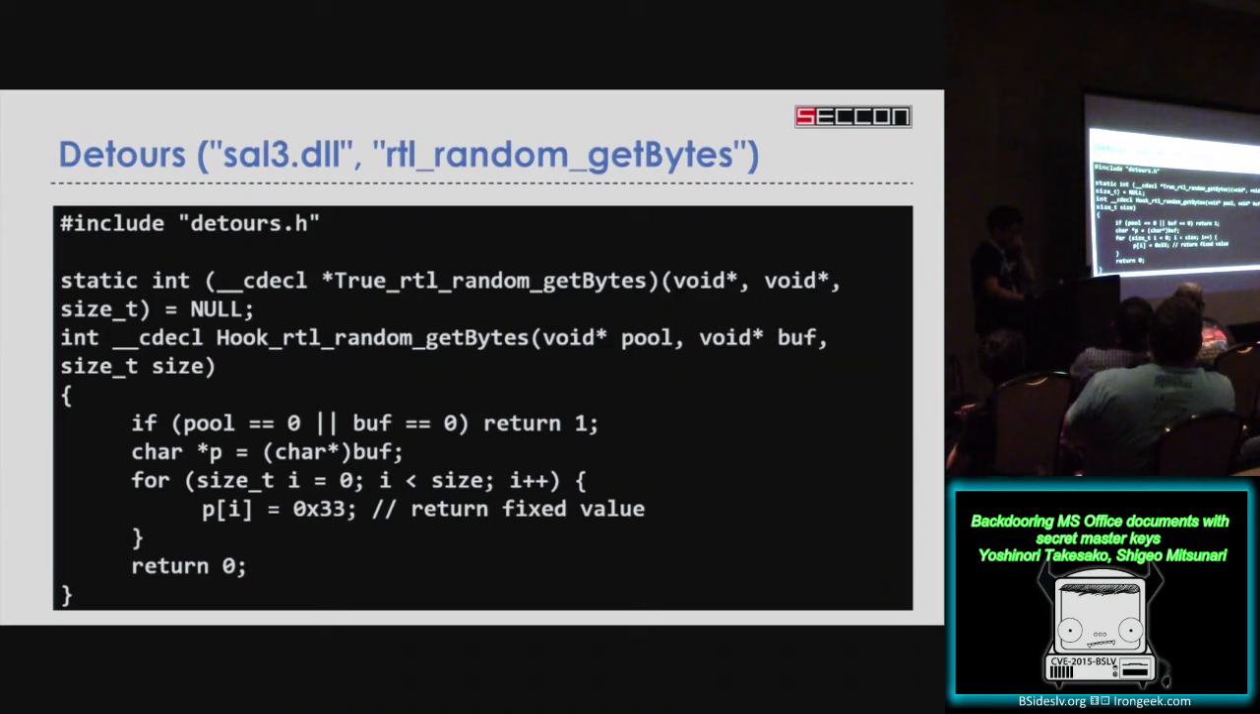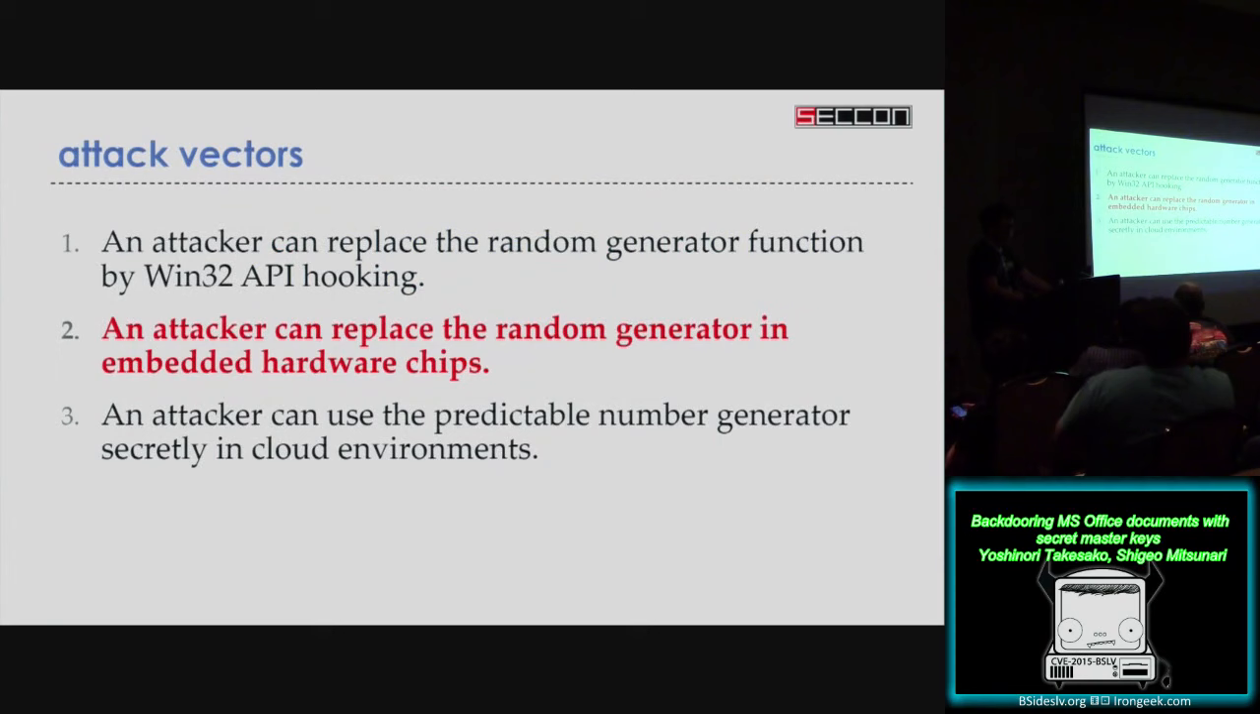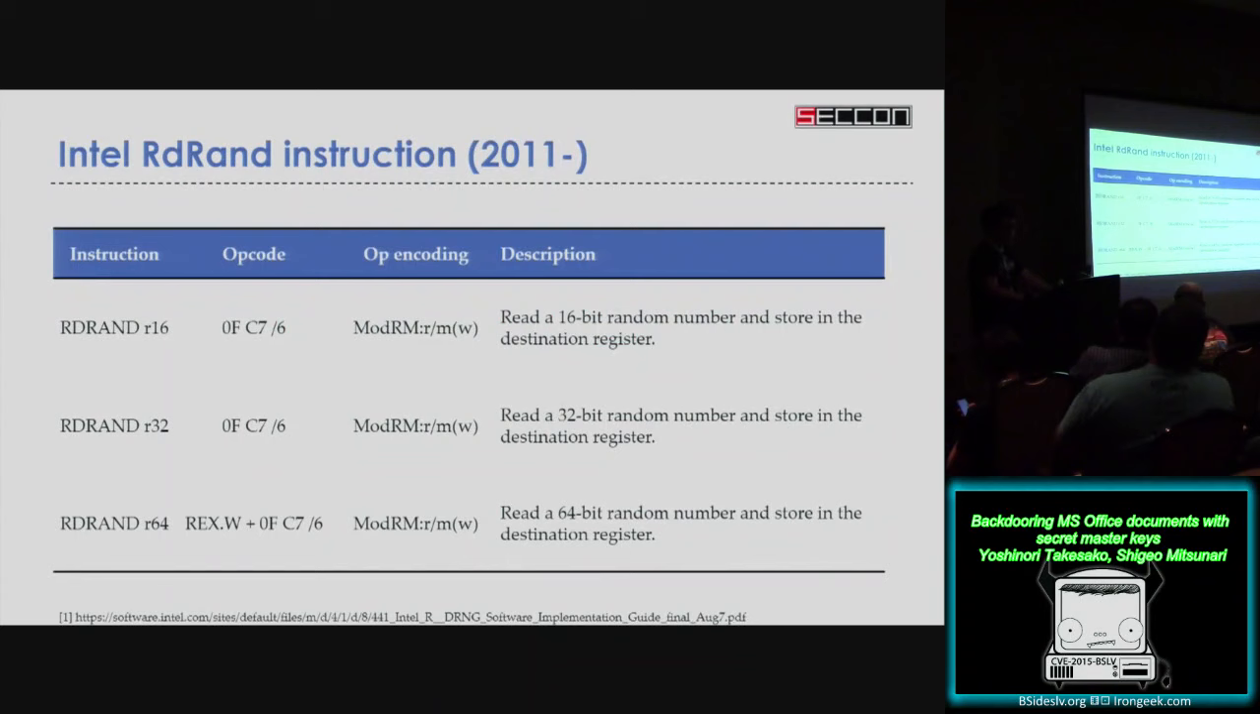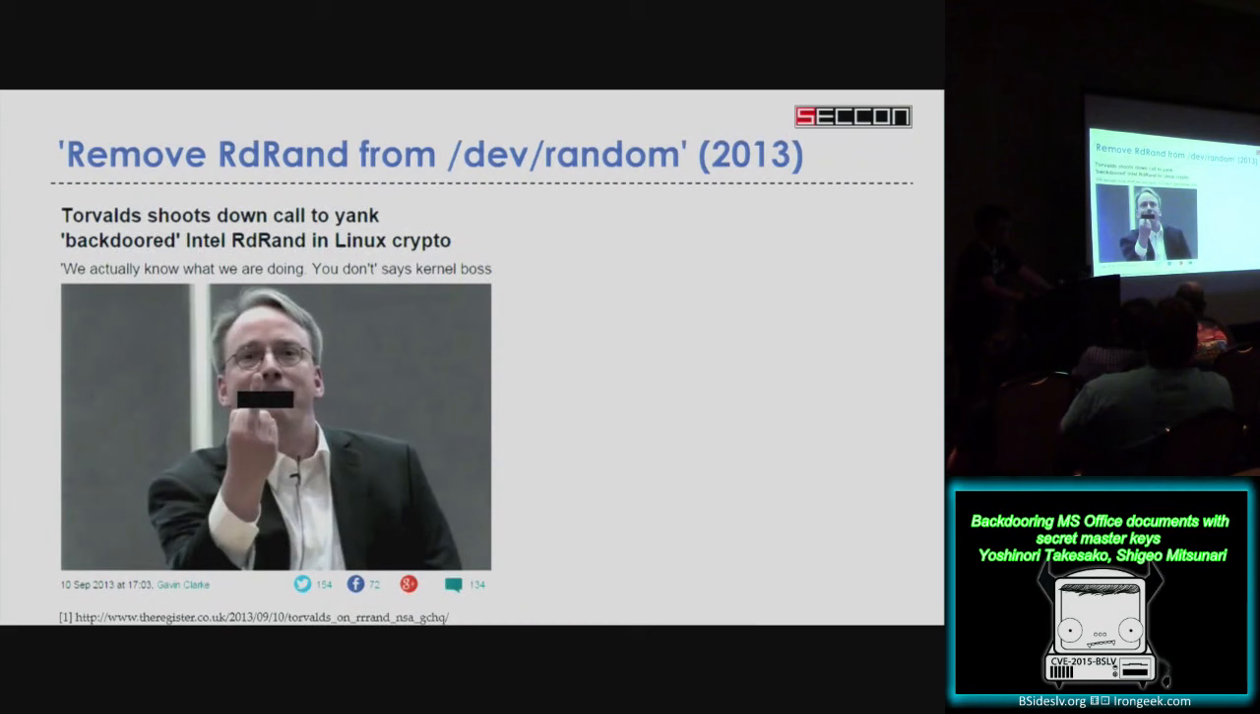The second attack vector is that some attackers can replace the random generator in embedded hardware chips. Intel developed the RDRAND instruction in hardware chips, Core i7 and so on. It generates truly random numbers with Intel's new hardware chips. Of course, there is also /dev/random. The procedure /dev/random generates a virtually endless stream of random numbers on GNU/Linux systems, which are crucial for encrypting information in a secure manner.